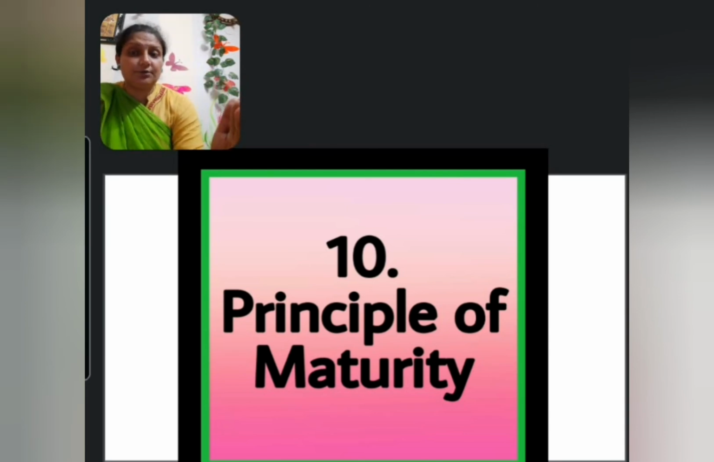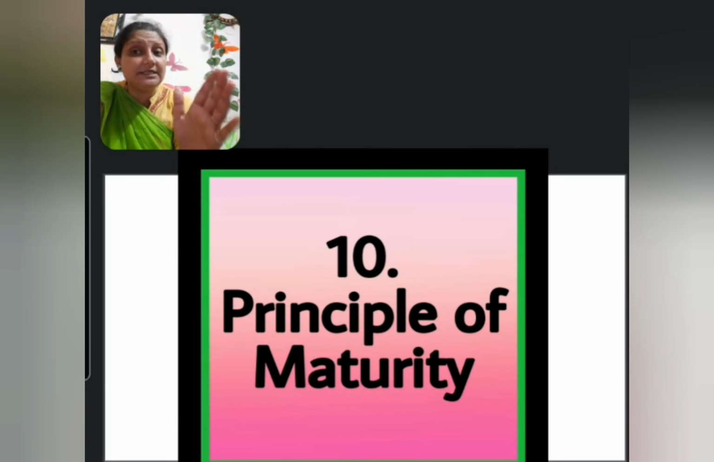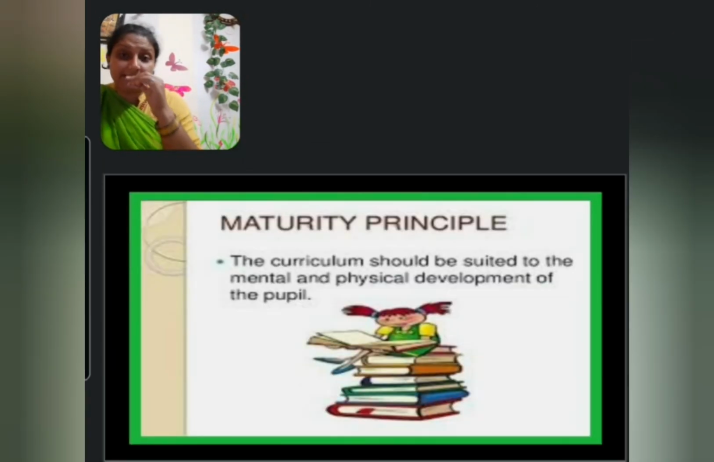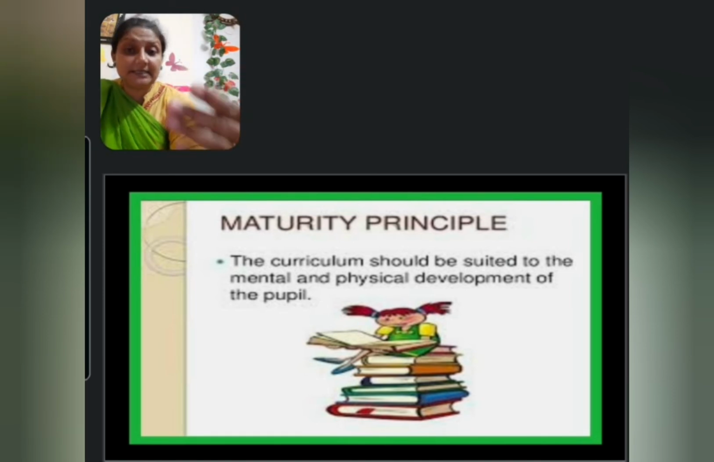So how should the curriculum be? According to maturity, the curriculum should be suited to the mental and, very important, the physical maturity of the student. It should be equal to their social, mental and physical development. So it is the principle of maturity. Seeing this picture here, the curriculum should be suited to the mental and physical development of the people. Day by day, the child grows up mentally and physically, so day by day, we can say year by year.